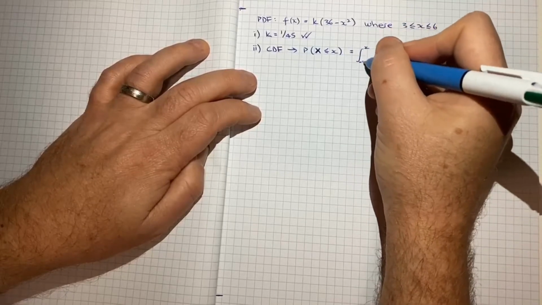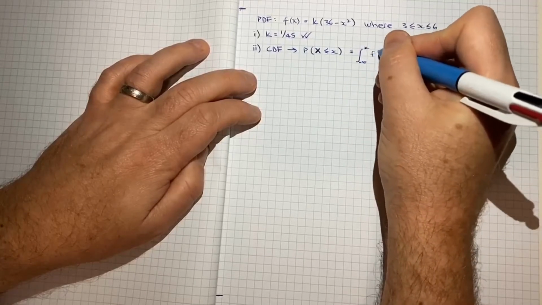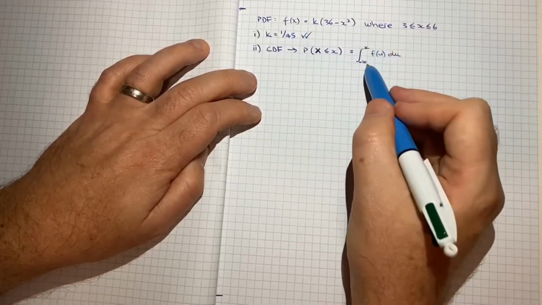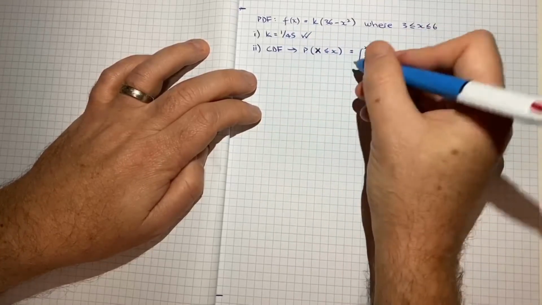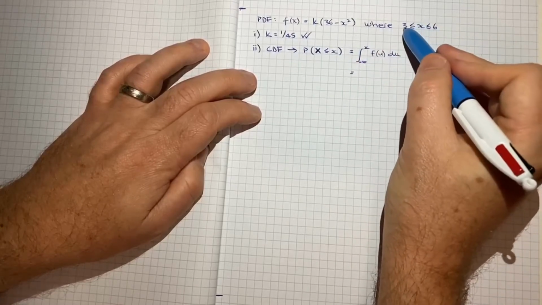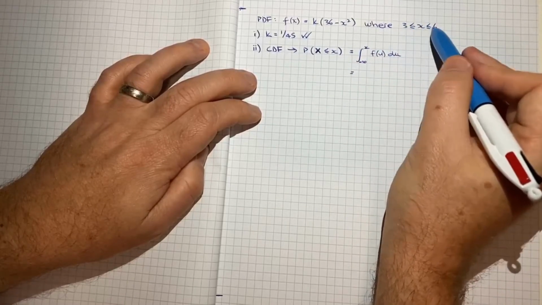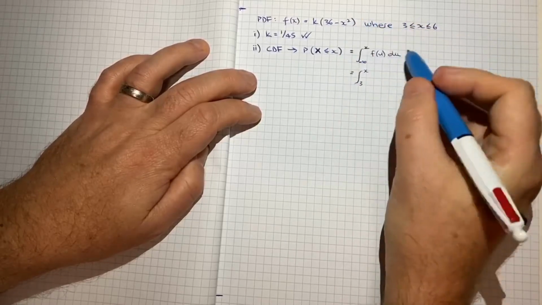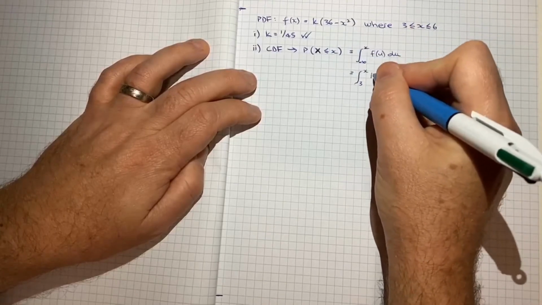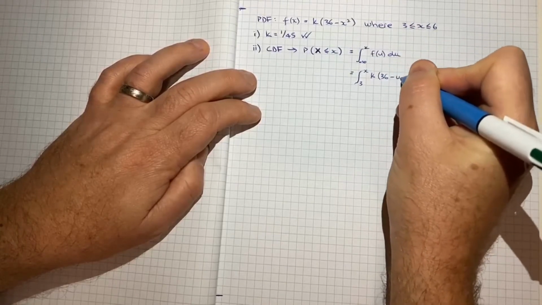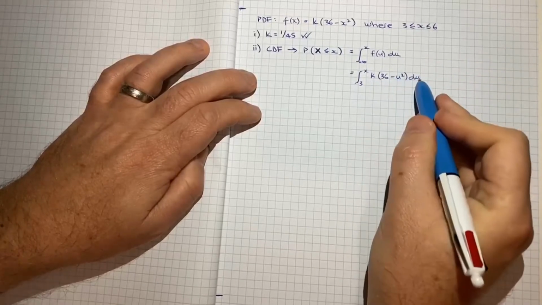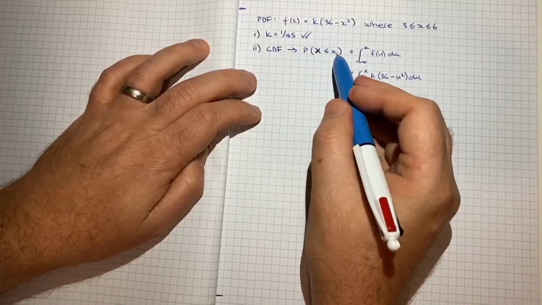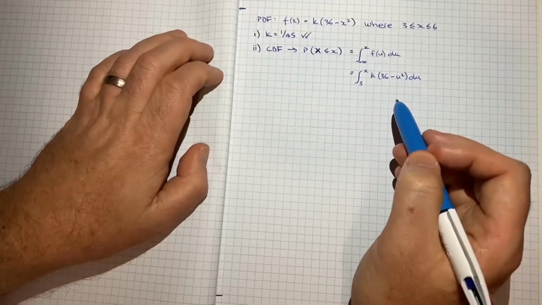Now just to make sure we're not confused between our x's, I'll write here f(u) du. So we're going to integrate our function between negative infinity and x. Now we know that x can only exist between 3 and 6, so it's actually the integral from 3 up to x of our function, which I'll rewrite in terms of u, which is k(36 minus u squared) du. That's what we need to integrate, and if we can do that, then we'll be on our way to working out this cumulative distribution function.